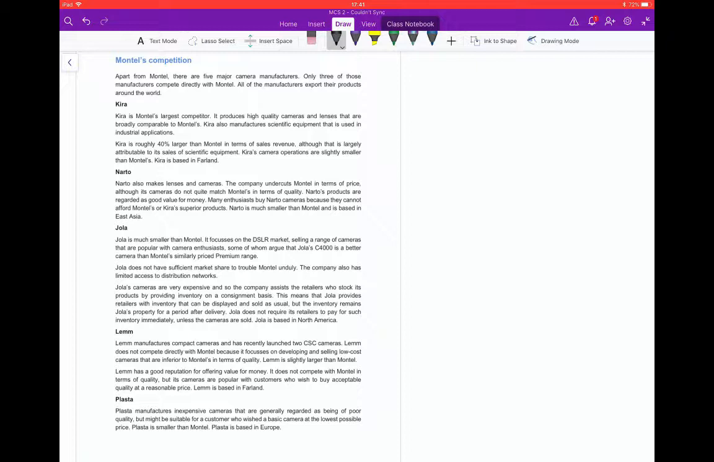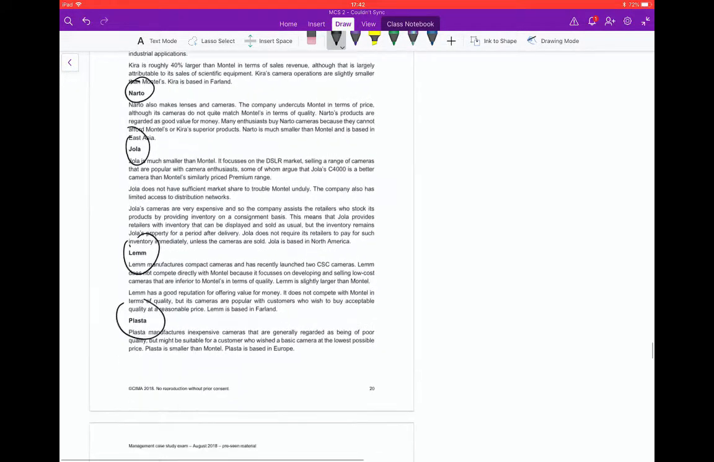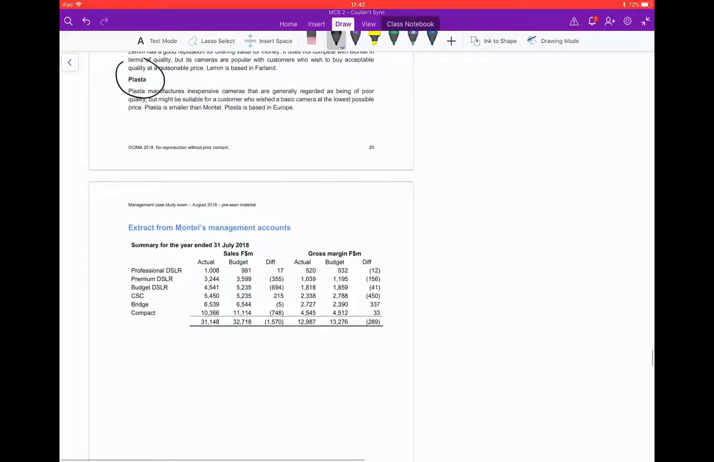With regards to the competition over the page, just make sure again you know who is who, just so if they make a reference to them, you're not thinking, who is Jola? But again, if you want to refer to the competition, make sure you know them off the top of your head so you can give an example, but you're not expected to recite any of these things.